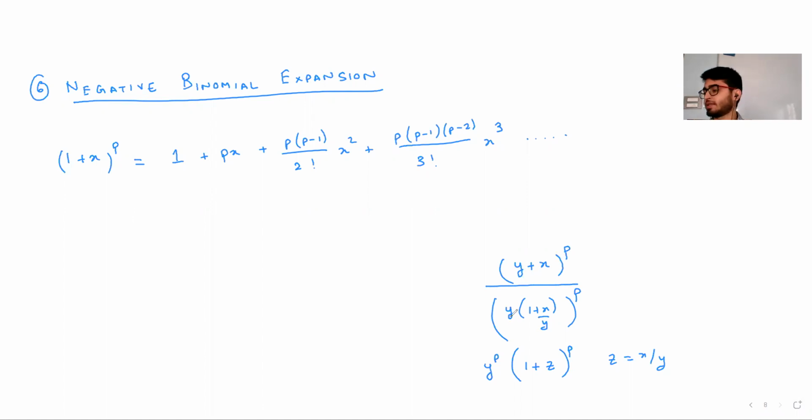So what I have done here is I've taken y common. I'm left with 1 plus x by y to the power p, and then I can write this as 1 plus z whole to the power p, where z is nothing but x by y. And then we can apply this expansion, where instead of x we have z, and we can simply expand it. So this is the expansion.